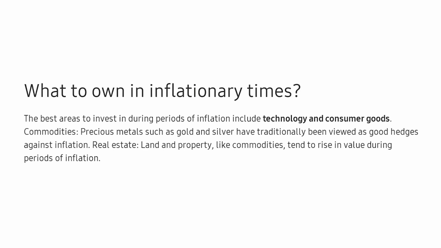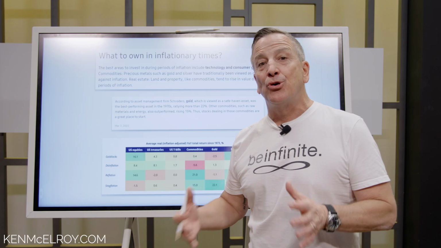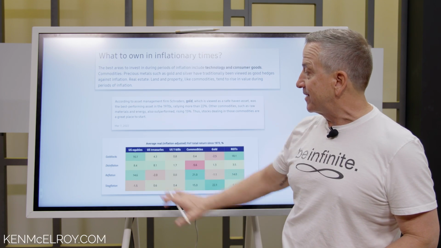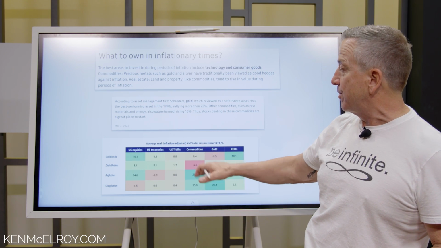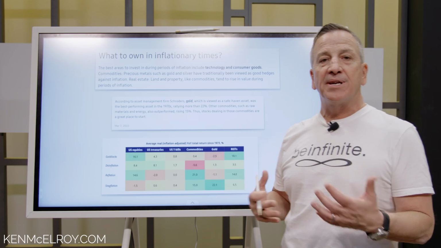The best areas to invest in periods of inflation include technology and consumer goods. Precious metals such as gold and silver have traditionally been viewed as good hedges against inflation. Okay, we talk a lot about this. Obviously, real estate, land and property, fixed rate debt, and commodities tend to rise in value during periods of inflation or in stagflation. So then I went back and took a look at the asset classes: equities, treasuries, US T-bills, commodities, gold, and REITs, or real estate investment trusts.